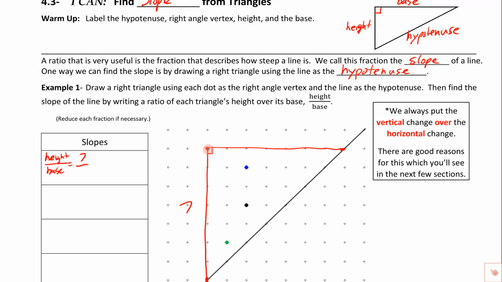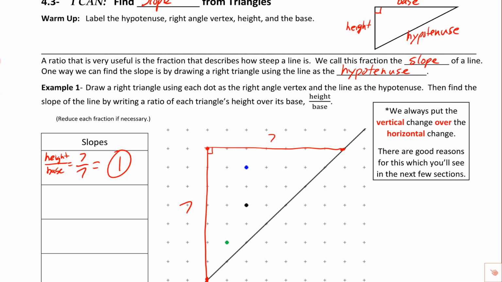And then again, we're counting spaces. So don't count this one. 1, 2, 3, 4, 5, 6, 7. So the base is also 7. So I'm going to label that as 7. So we end up with, and we're going to reduce this, so we end up with 1. So according to that calculation, the slope fraction is 1. Now I did reduce that. We could put 1 over 1 if we wanted to. We normally just write that as a 1.